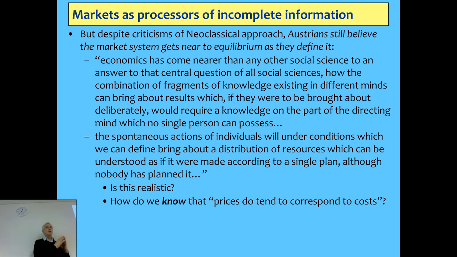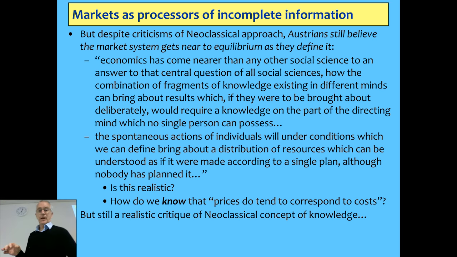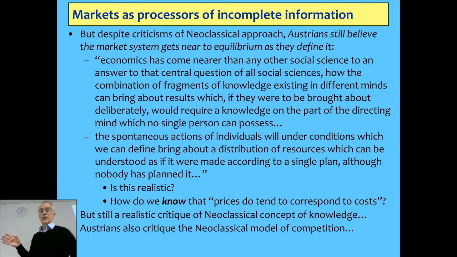But he's still making an assumption. He's got a foot in both camps. He's partly critiquing the neoclassicals quite validly, but he's hanging on to some of their ideas in developing his own positive theory. How justified is that? But he's still making a very valid critique of what neoclassicals assume about knowledge.